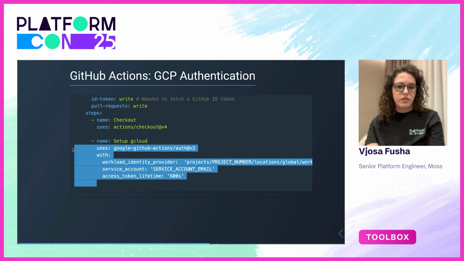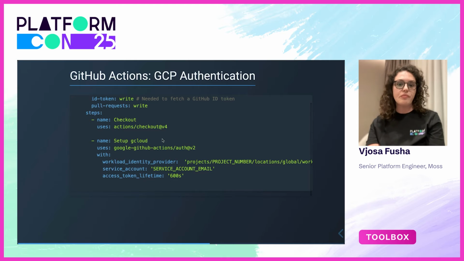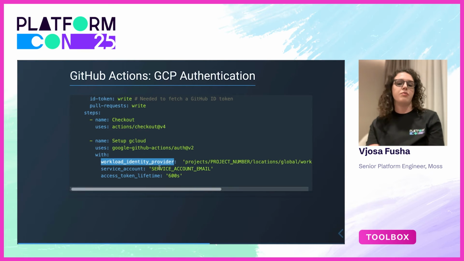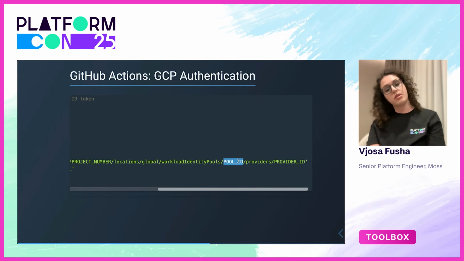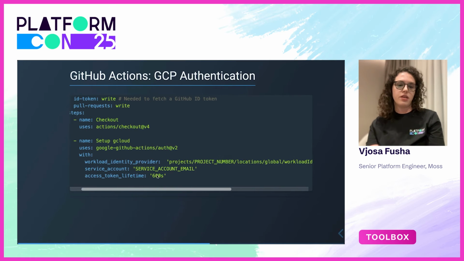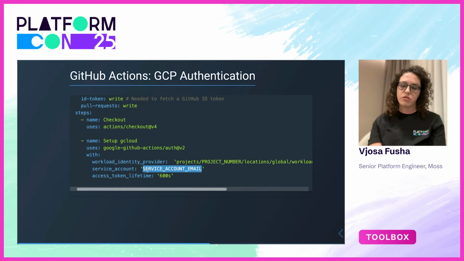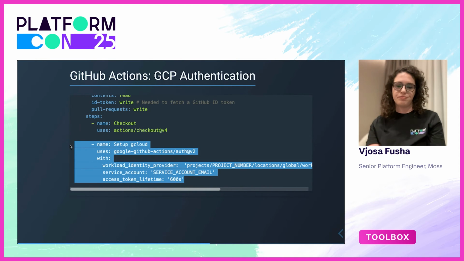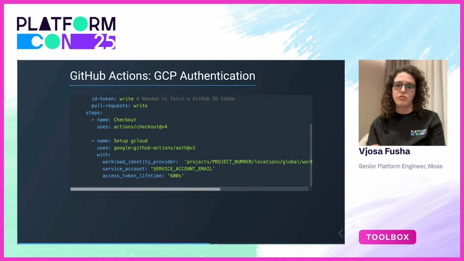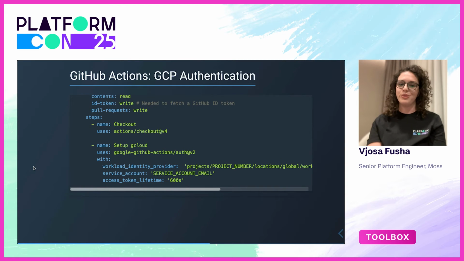And then we can define the step where we actually authenticate to Google. There is this Google GitHub Actions authentication action that we can use. We need to define the workload identity provider. We need the project number, and we need the pool ID, which in our case was GitHub, and the provider ID, nothing else. Then we just define the service account that we already created. We set here the email, and you can set the access token lifetime. In my case, I just set 5 minutes. So everything after this step, if this went through successfully, then you're authenticated to Google and you can deploy or do whatever you need to do.